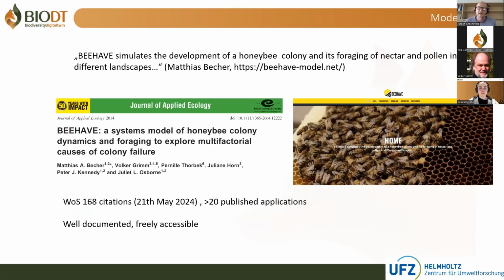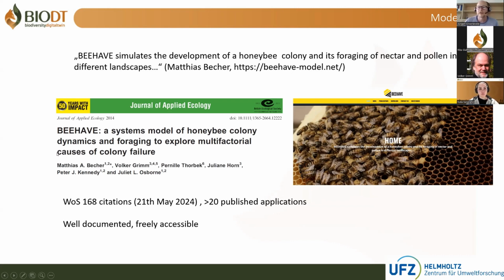So having said that, why have we chosen the BEEHAVE model? Well, we think for a digital twin, it's very important to have a mechanistic simulation model at its heart. And BEEHAVE was on the market. As Matthias wrote on his starting page, BEEHAVE simulates the development of a honeybee colony and its foraging of nectar and pollen in different landscapes. And this is exactly what we were looking for. As Volker mentioned, it was published in 2014 in the Journal of Applied Ecology. It's freely available from this homepage. And what is really attractive, there's also a whole suite of model types that allows us to expand our ideas to other species like bumblebees or even other bees for the beginning.